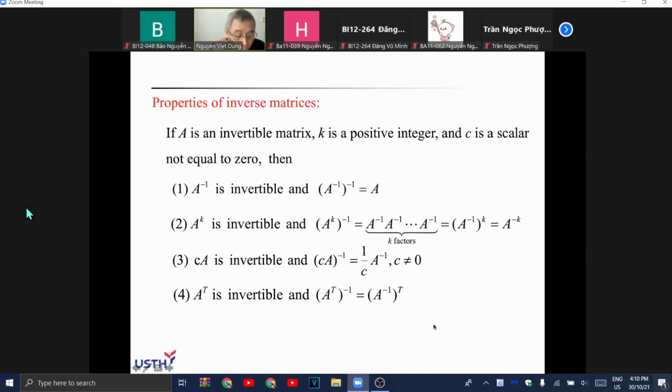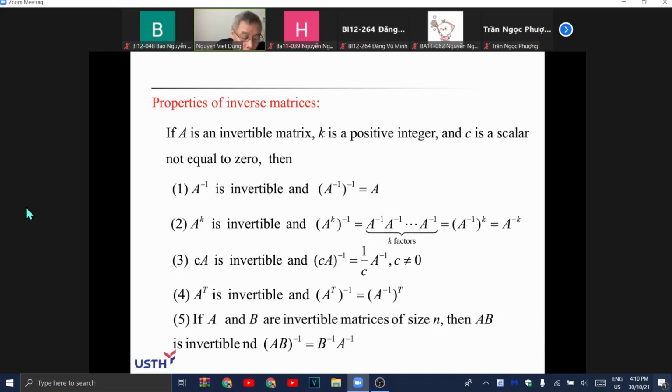Property number 4, saying that if A is invertible, then A transpose is invertible, and the inverse of the transpose is the transpose of the inverse. If you like, you can take it as your homework, but it's very easy to verify. Just write it down, and I leave it for you to see. However, it is a very interesting thing because it will help you to remind yourself what matrix multiplication is.